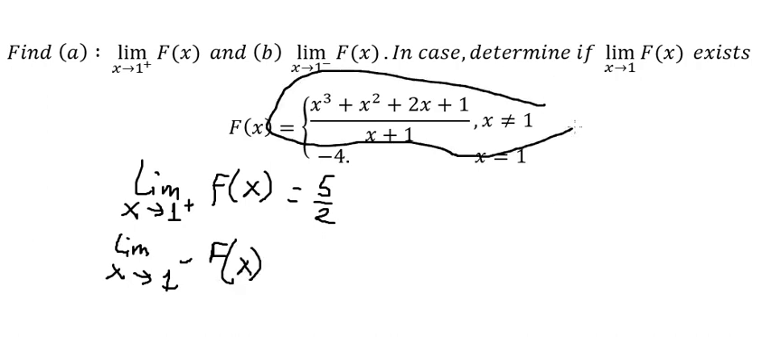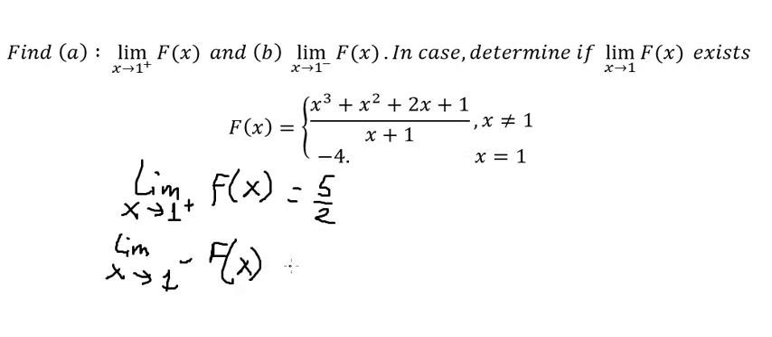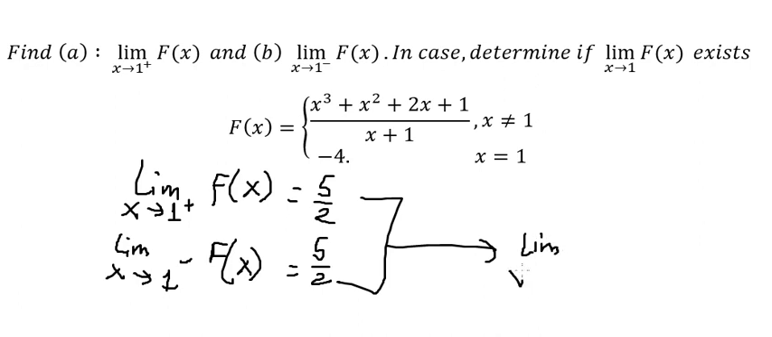So we just concentrate on this one and s approaches number 1 on the left, so you get 5 over 2, because the limit on the right is equal to the limit on the left. So this one we can write: the limit of s approaching number 1 should be 5 over 2.